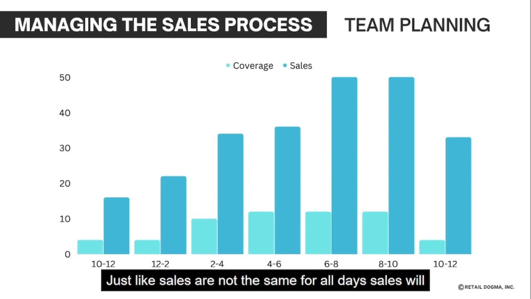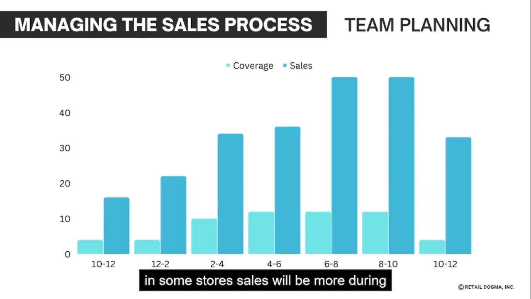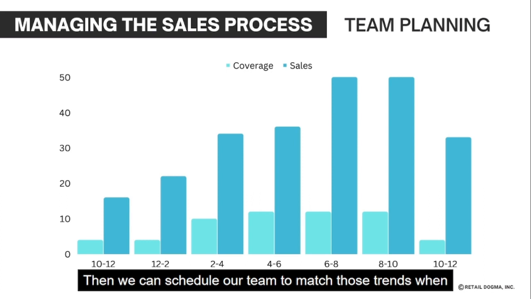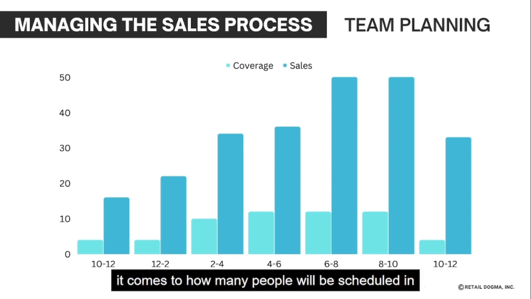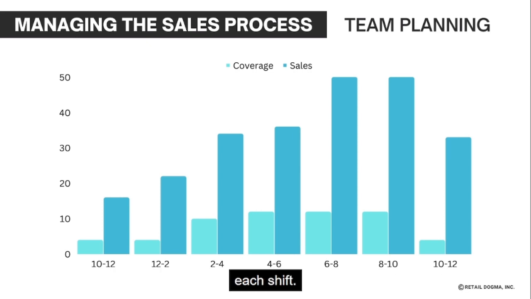Just like sales are not the same for all days, sales will also differ for different times of the day. For example, in some stores, sales will be more during the evening, and for other stores, sales are higher during morning shifts. We can easily find this out from our previous sales reports and plot down the trend of sales by hour. Then we can schedule our team to match those trends when it comes to how many people will be scheduled in each shift.